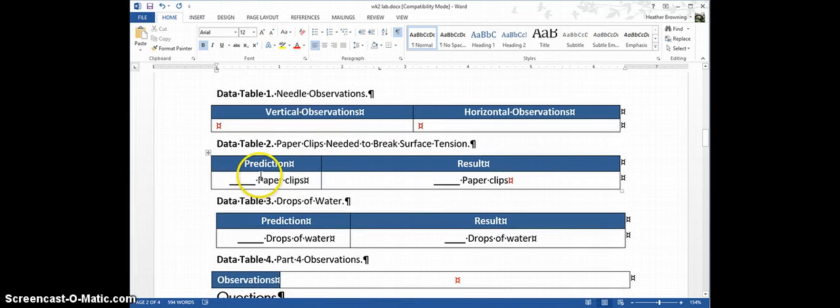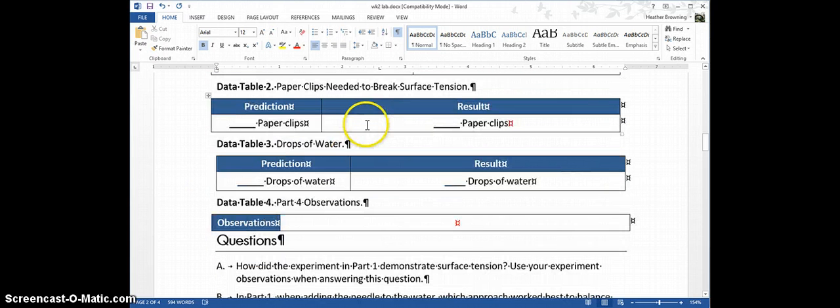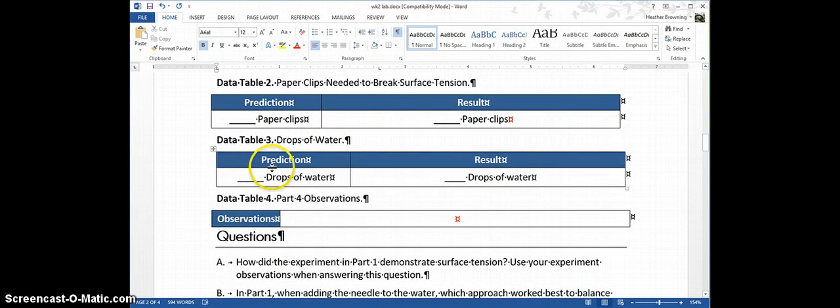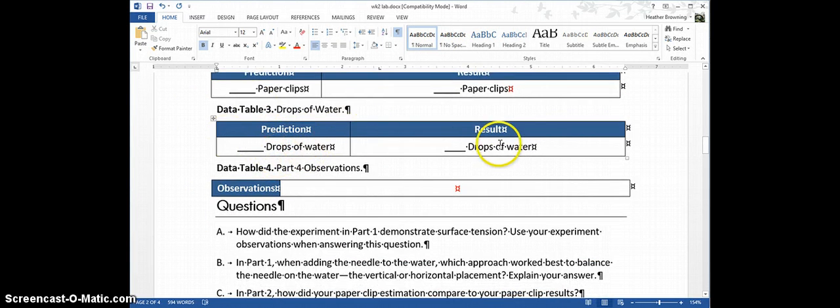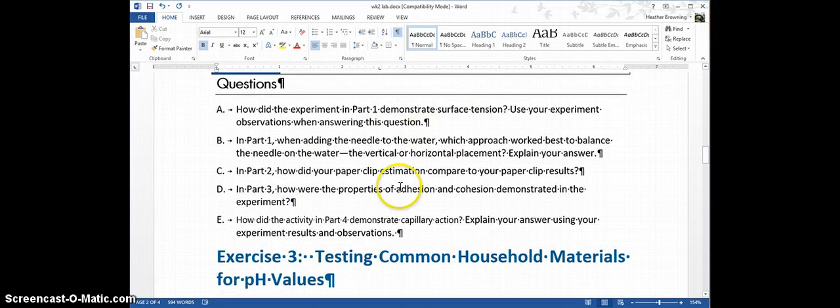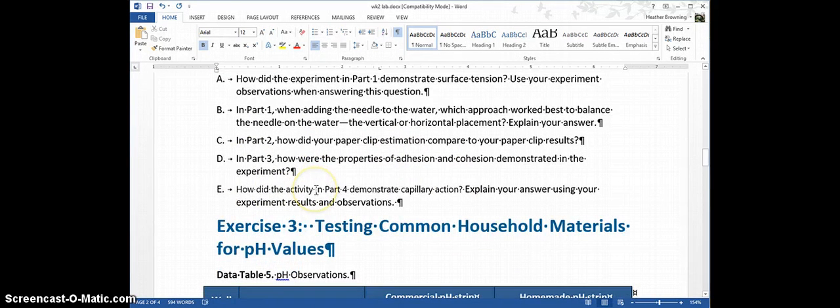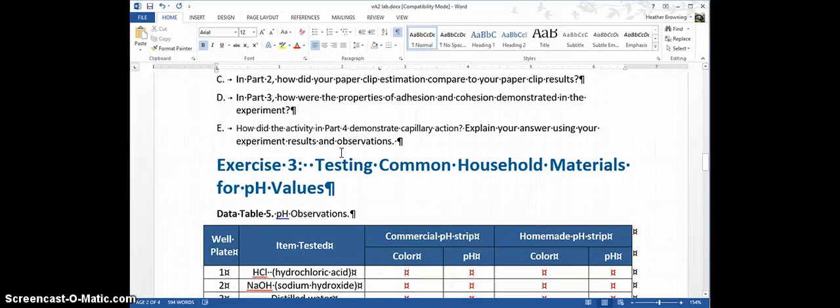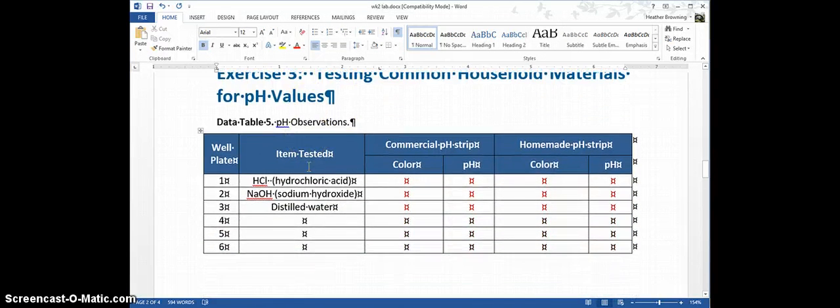Okay, so let's go through. You're going to have vertical observations, horizontal, your predictions with the paper clip, which ones would break the surface tension, or how many, the predictions of the drops of water, just some more observations. You need to answer each one of these. So what did you learn about surface tension with the needle, paper clips, properties of adhesion. I love when the font changes. Anyways, capillary action. When you go through the lab manual, it's going to really help you out with all of this stuff. Then we skip down to exercise 3, common household pH values.